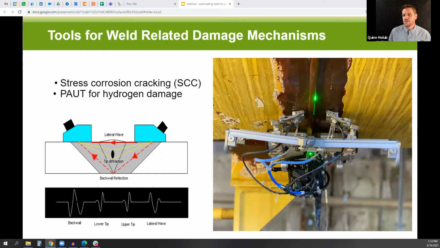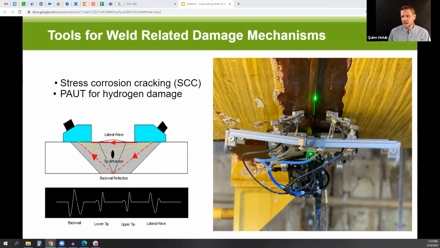The second component of our inspection is going to be weld-related damage mechanisms. There's a couple of primary tools here, and they can actually both be used alone, or they can be used simultaneously on the same access equipment or on the same robotic platform.